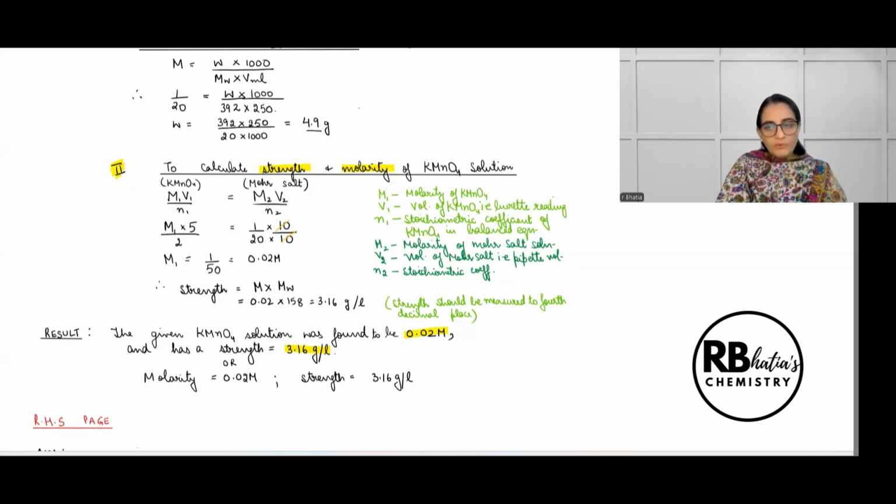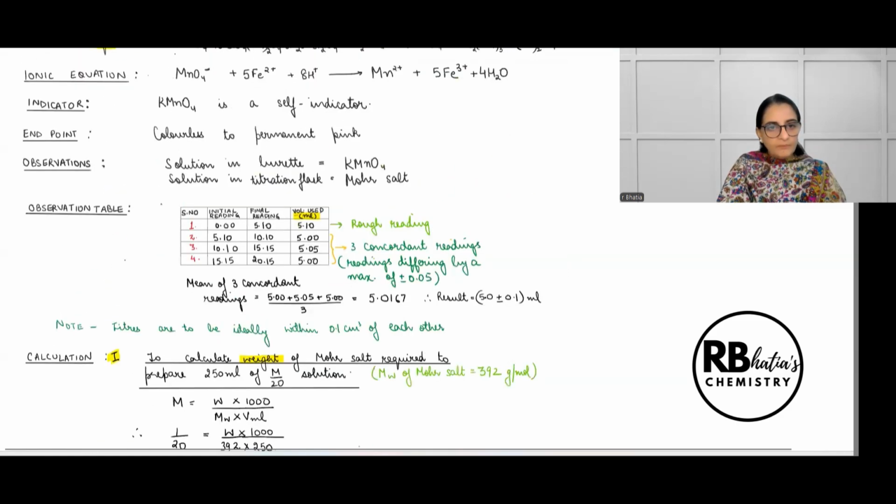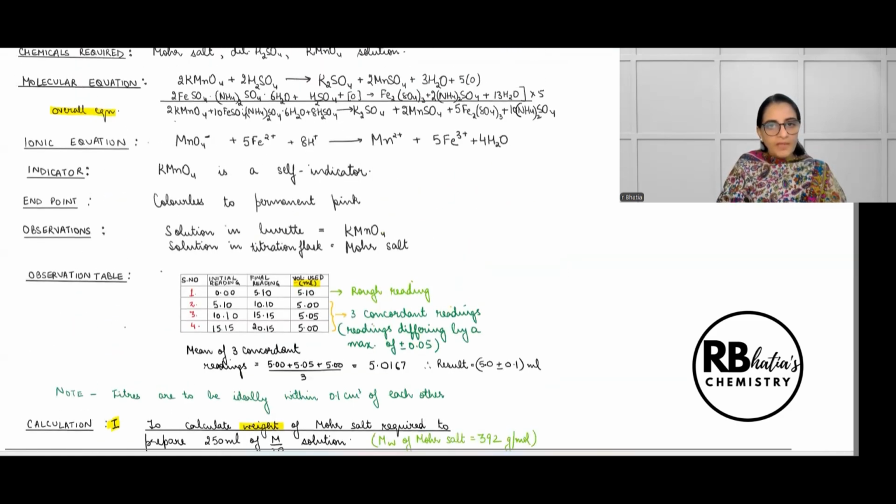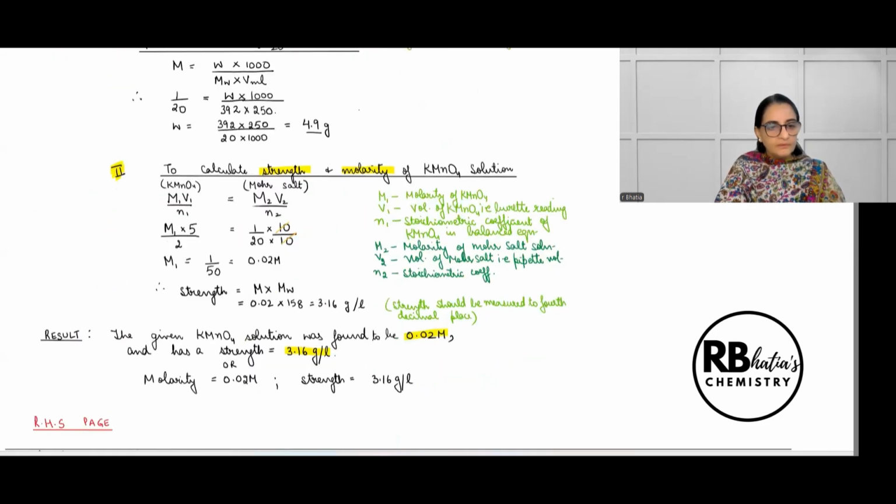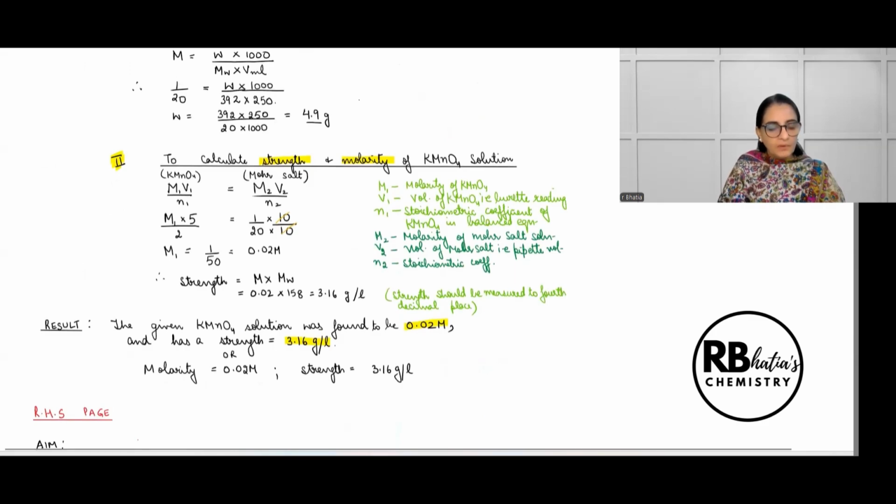Okay, in case you want to use this equation, then n1 and n2 will come from the balanced chemical equation. For KMnO4, n1 is going to be this, the stoichiometric coefficient in the balanced equation. And for Mohr salt, it's going to be this. Or you can take it as a ratio of 1:5. Clear? So writing the result is also mandatory. Whatever you finally get, you're going to write the result like this.